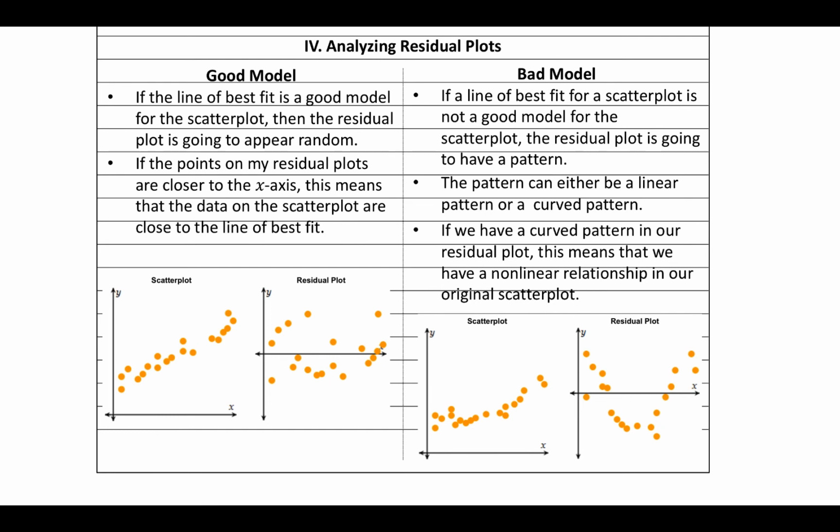For a bad model, if the line of best fit is not good for the scatter plot, the residual plot is going to have a pattern. The pattern can either be linear, like a line, or a curved pattern. If we have a curved pattern in our residual plot, this means that we have a nonlinear relationship in our original scatter plot.